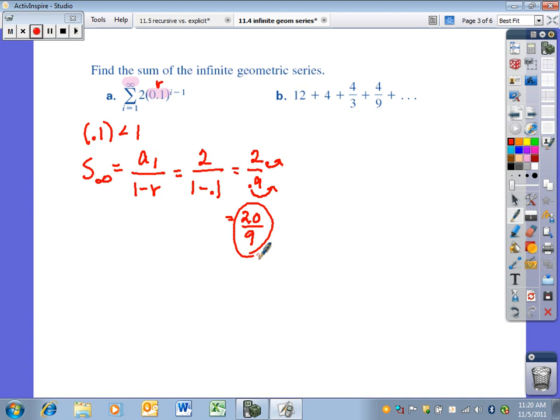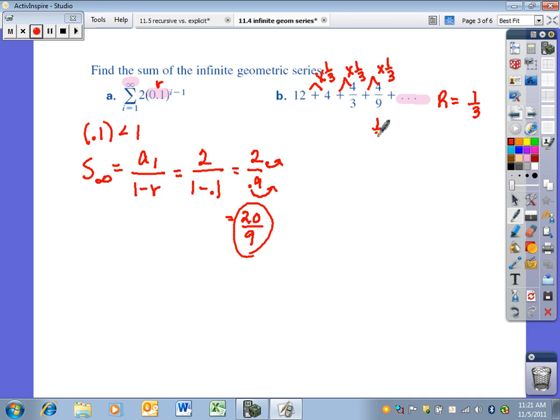Let's try the next one. I still end up having an infinite sum because this series never ends, but I didn't write it using sigma notation. I just wrote it using my plus signs. So let's see what the ratio is from term to term to term. From 12 to 4, I multiply by 1/3. From 4 to 4/3, I multiply by 1/3. From 4/3 to 4/9, I multiply by 1/3. So my ratio is 1/3.